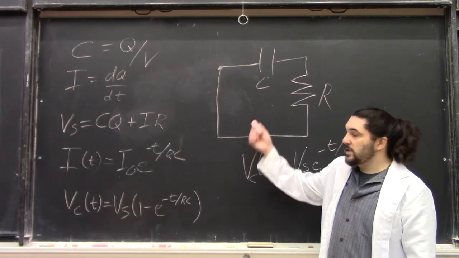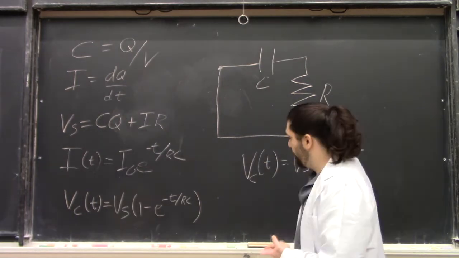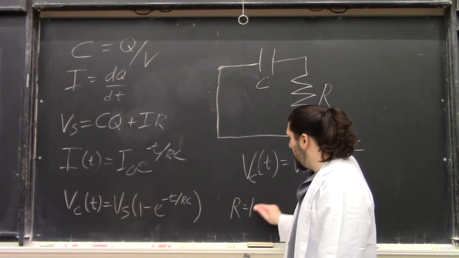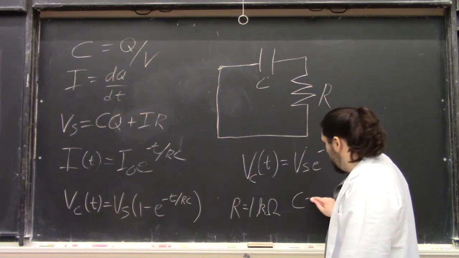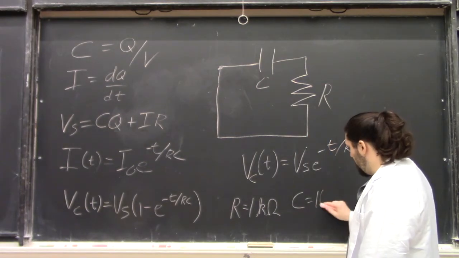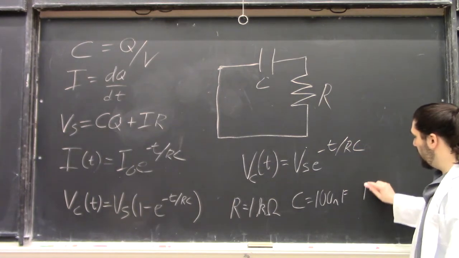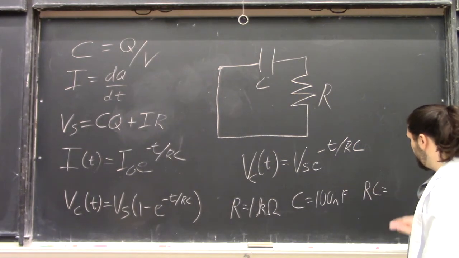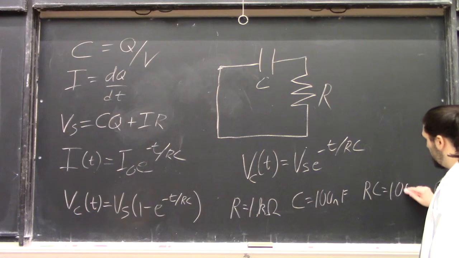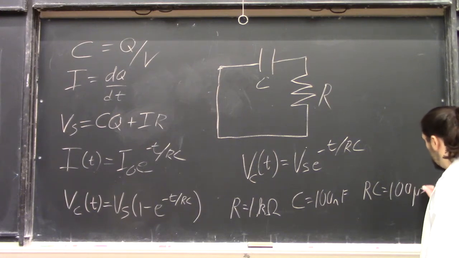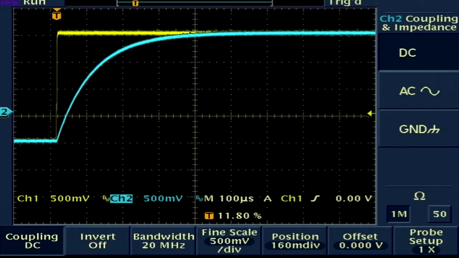We can show that by displaying this circuit on an oscilloscope. We're going to choose an R of 1 kiloohm and a C of 100 nanofarads. So the RC time is 100 microseconds. On screen here, the yellow is the applied Vs, and the blue is the voltage across the capacitor.